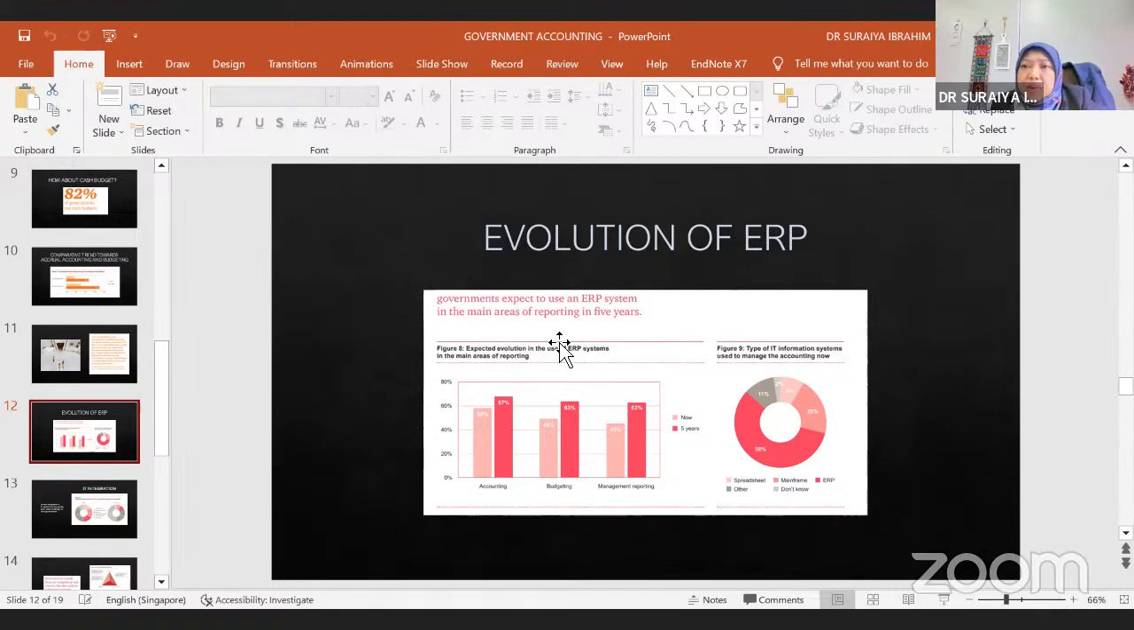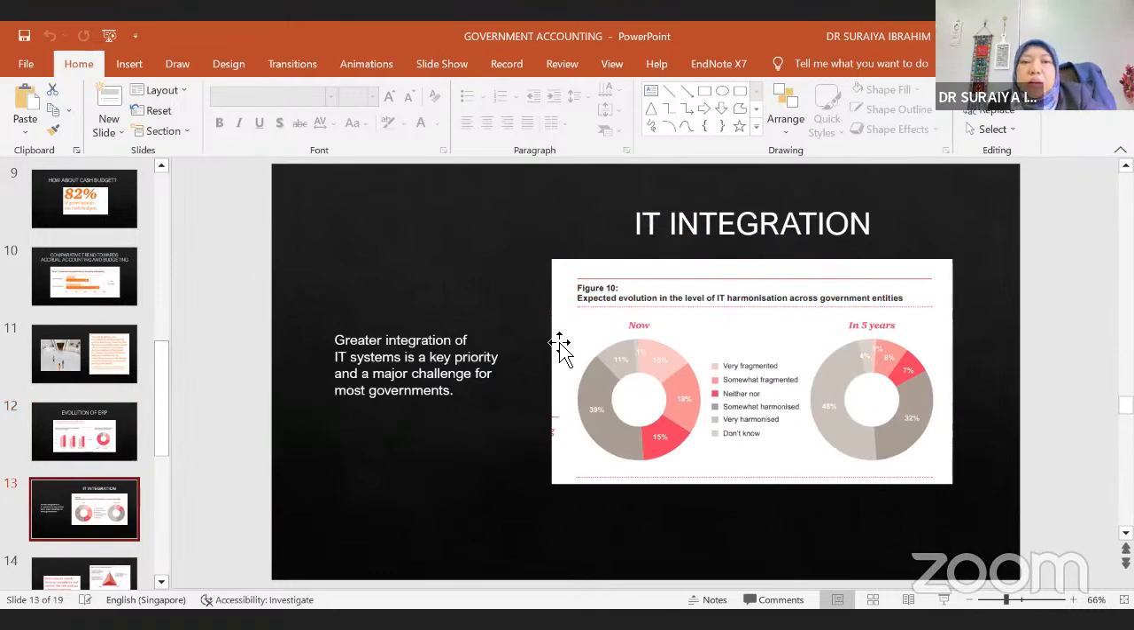Okay, so based on the respondent feedback, they also expect the proportion of governments using an ERP system to increase after 2020. Because ERP can also do the budgeting, and you can always monitor from this ERP system. So when we look into these major changes in IT integration and financial accounting, a greater integration of IT systems is a key priority and major challenge for most governments, to have the specialists, to have the software, to have their budget, and to keep the system in place and so on.